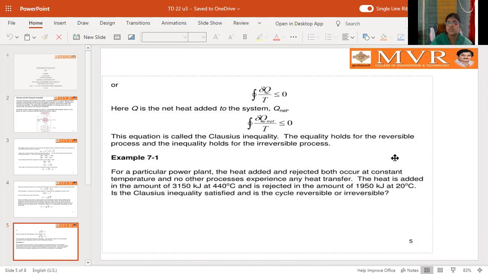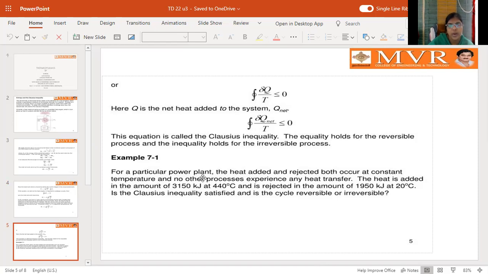Here one problem is what the inequality is. The inequality is the cyclic integral of del Q by T less than or equal to 0, so we have only 0 and negative values. Okay, we will look at one problem, and then we will understand everything about the cyclic process.